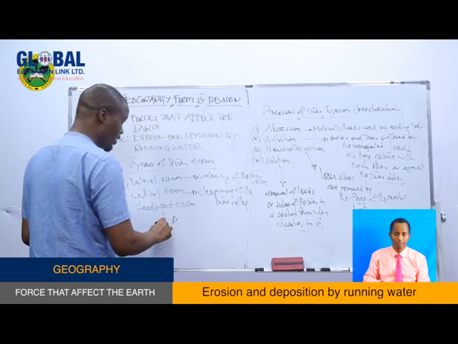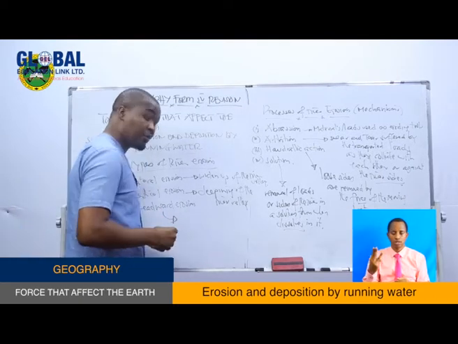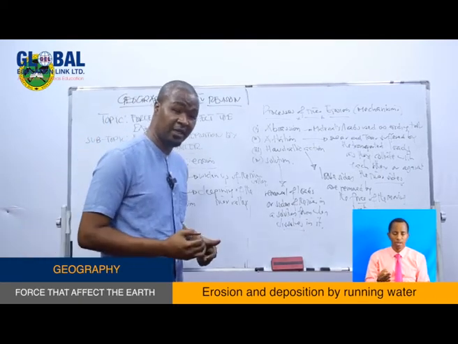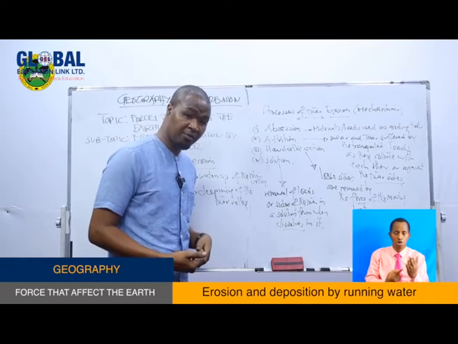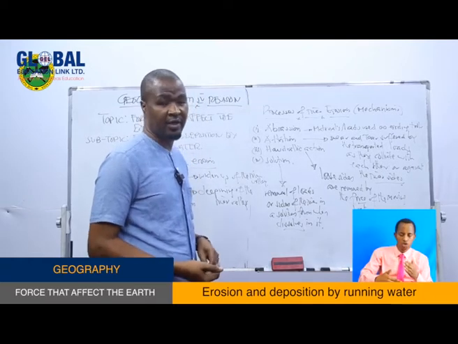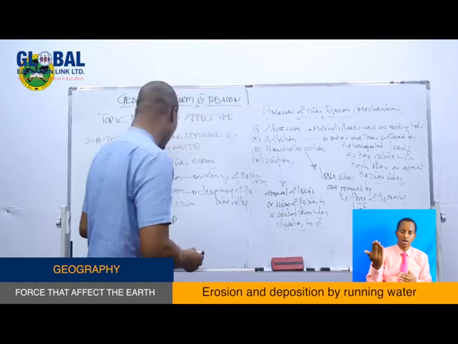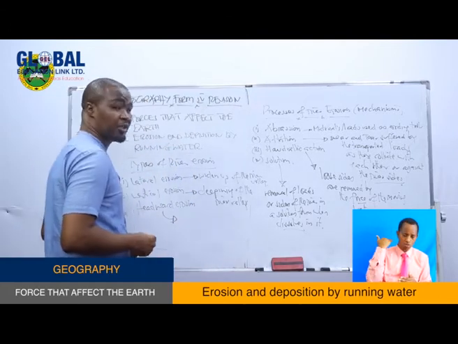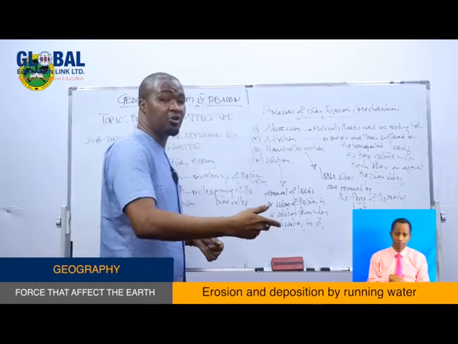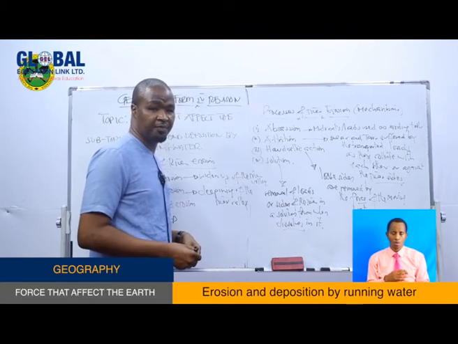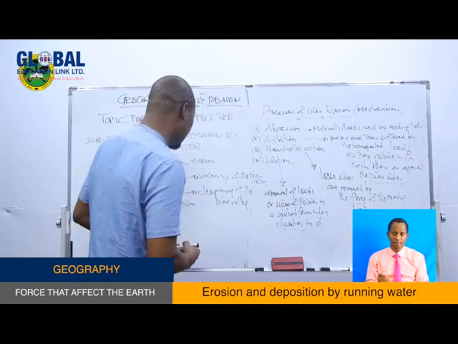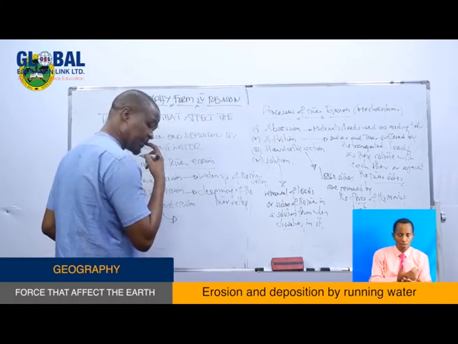Then we have headward erosion, the last one. Headward erosion refers to the cutting back of the river channel from the mouth to the source, which results in the increase in river length. It results in the shifting of the river source, and later on it may result in the increase in what we call the river length.